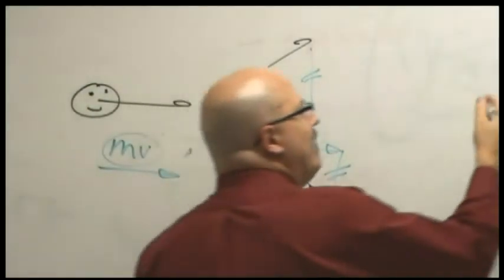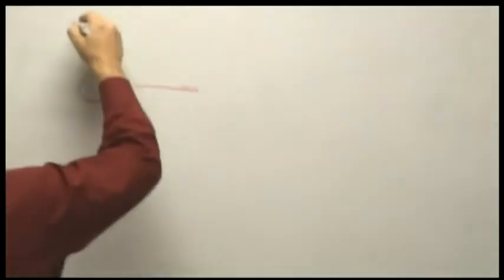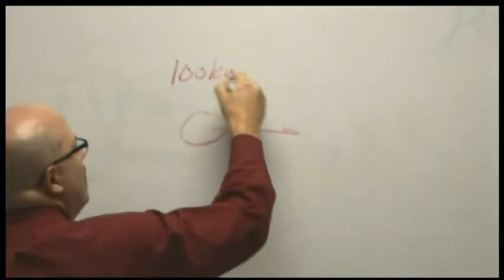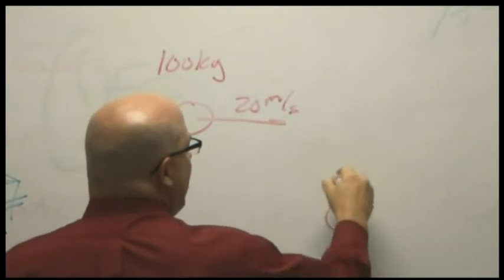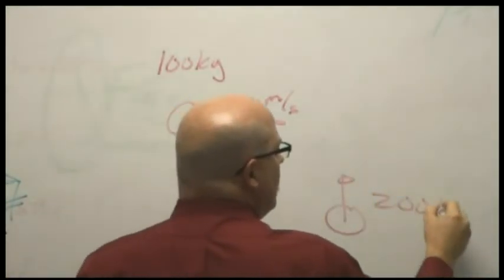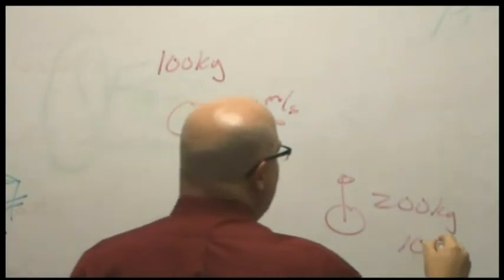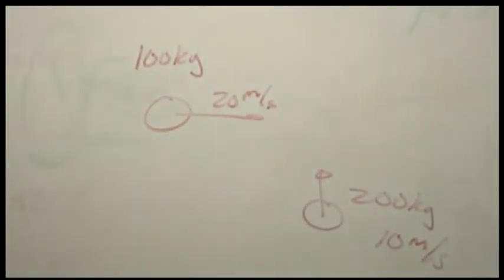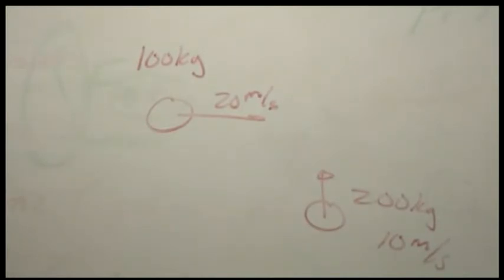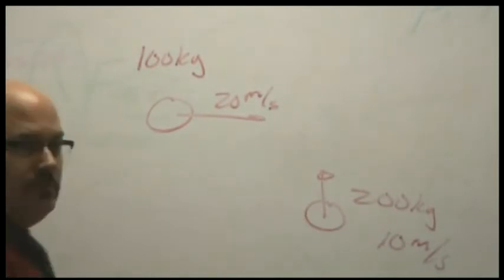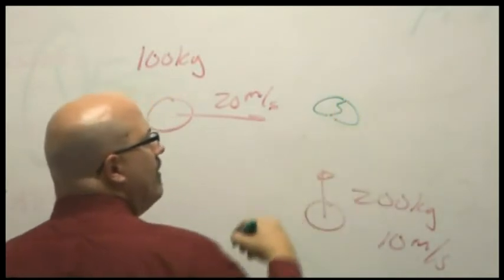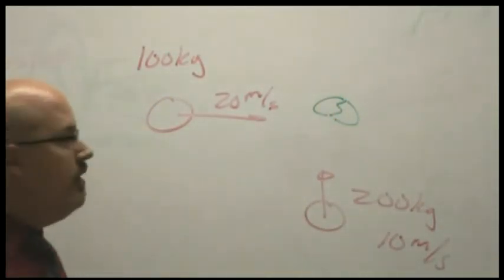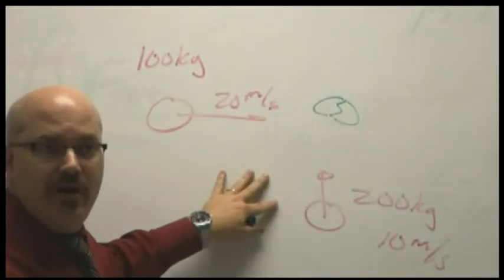So what if I had an object traveling this way? Let's say this has a mass of 100 kilograms, traveling this way at 20 meters per second, collides with this one, traveling this way, and say this is 200 kilograms, traveling at 10 meters per second. All right? When they hit, if they hit and stick together, here they are, hit and stuck together. Their momentum afterwards has to equal the momentum they have here.